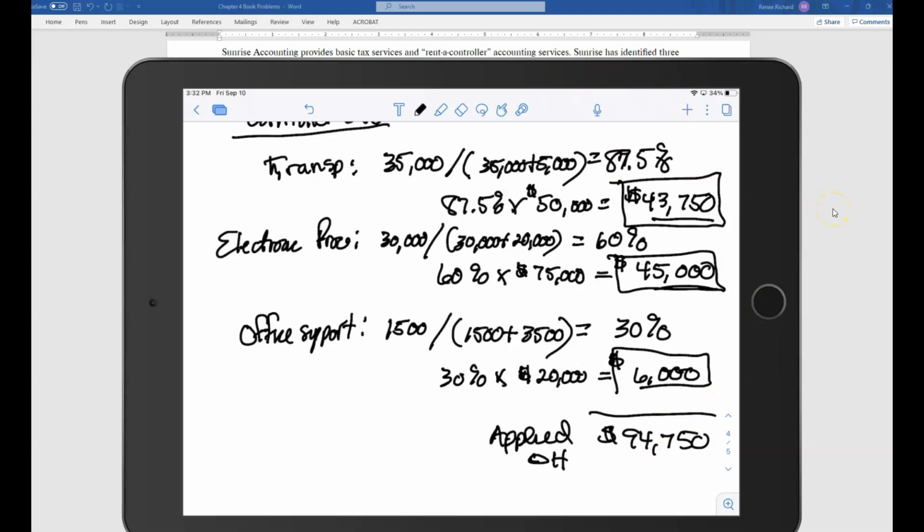Okay, so that's all I have for you on ABC costing. You can see it can become pretty complex pretty quickly. When you write these things down, just be sure to label everything. If you label it, you'll make less mistakes.